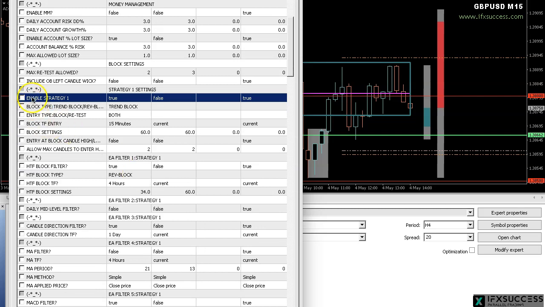So right over here we have enable strategy 1. Again, we have 3 types of strategies, so we're going to work on 1 right now only, because the other 2 are pretty much the same thing but with different filters. So what do we have in here?